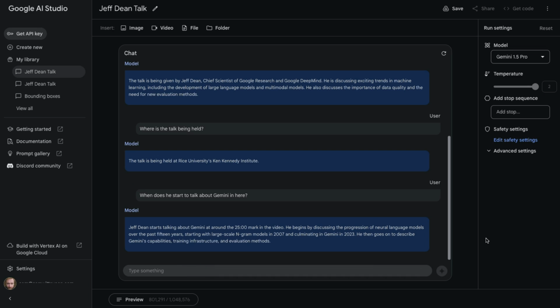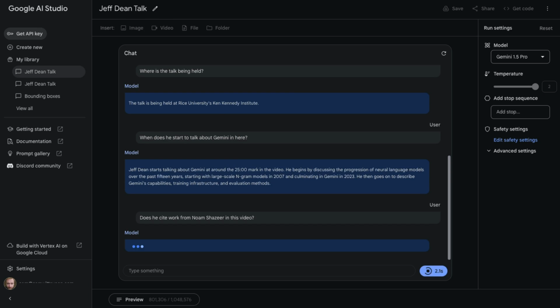What I'm curious about is if we ask it a needle in the haystack question. One of the key authors on that paper is Noam Shazeer. So we know that he's listed as one of the authors in there. Okay, so I've just fixed up the prompt a bit. And I'm going to say, does he cite work from Noam Shazeer in this video? So let's kick that off and start it doing a search.